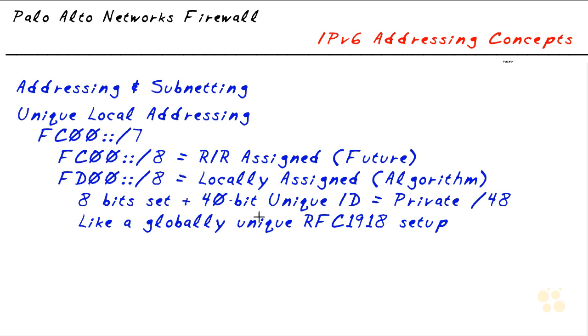These are all spelled out in RFC 4193, just in case you feel like going and reading the algorithm or anything. But the FD00 is actually in use right now. We can get to it. We can use it. This is the version of private addressing for IPv6. Remember, there is no NAT in v6. So that's going to be kind of a big thing.